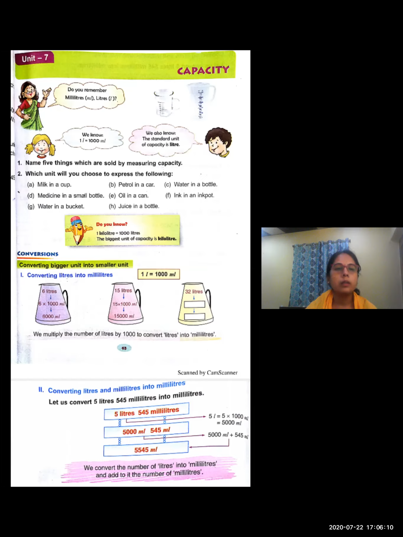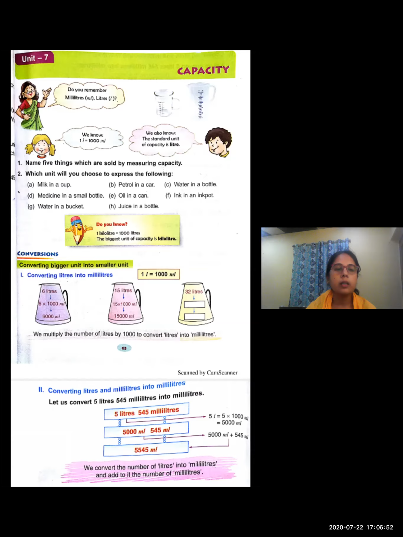Now the conversions. Converting bigger unit into smaller unit. Converting liters into milliliter first of all. So the same process is there that you have learnt in the length and weight chapter. That is to multiply by the smaller unit, that is milliliter. 1 liter is equal to 1000 milliliter. So we will multiply the number which is to be converted by 1000 milliliter. Like here 6 liters is equal to 6 multiplied by 1000 milliliter, we get here 6000 milliliter.